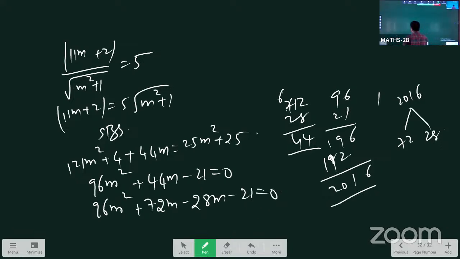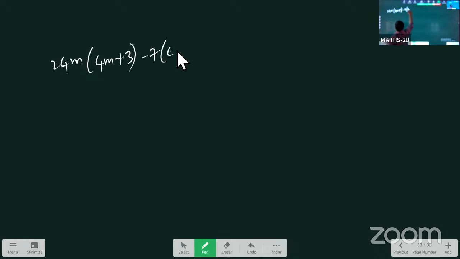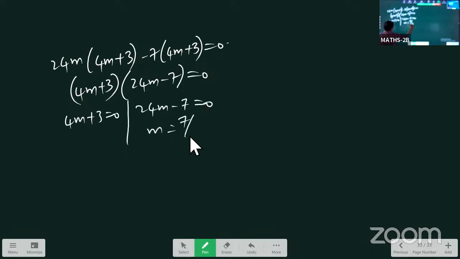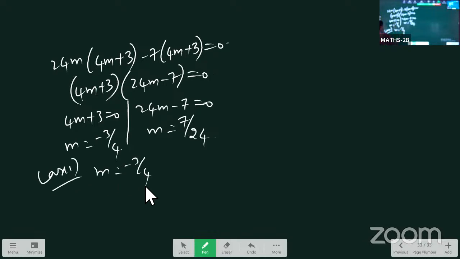Now, factorize that. That is 24m minus 7 and 4m plus 3. 4m plus 3 is common: (4m plus 3)(24m minus 7) equal to 0. Then 4m plus 3 equal to 0, and 24m minus 7 equal to 0. So m is 7 by 24 and m is minus 3 by 4. Case 1: m equal to minus 3 by 4, you substitute.